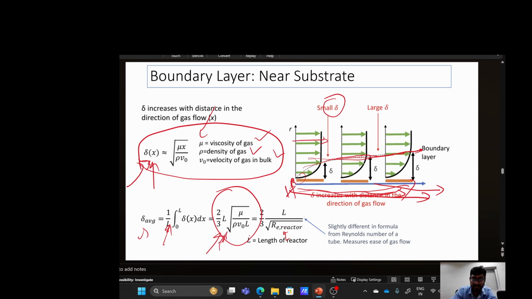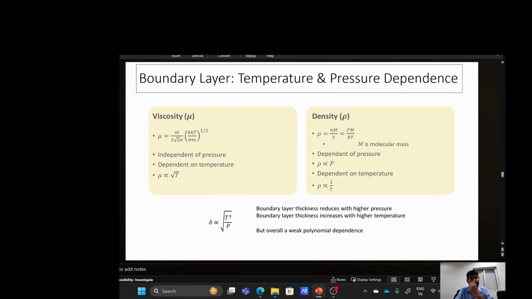So L is the length of the reactor. The thing you need to know is this delta, the boundary layer thickness, is increasing with the length of the reactor. In this direction it is increasing.